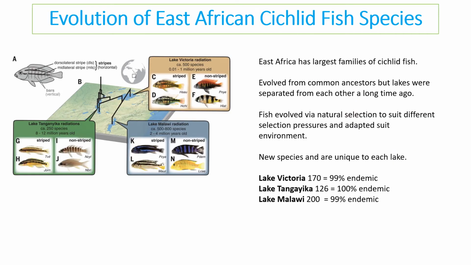This is also seen in East Africa, looking at the three main lakes of Lake Tanganyika, Lake Victoria and Lake Malawi. They have a huge variety of similar fish that have evolved to suit the conditions, and originally there would have been one species that lived in all lakes which were connected together.